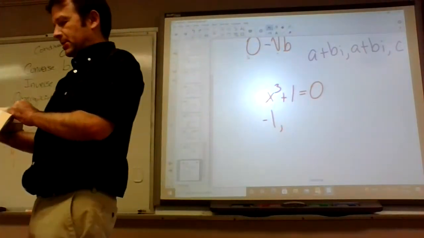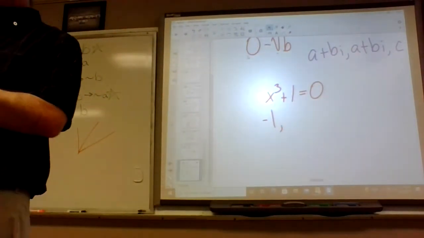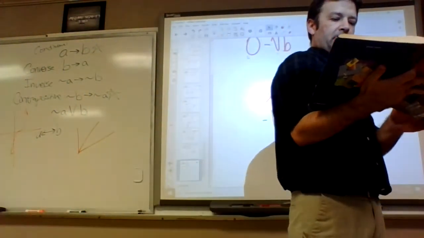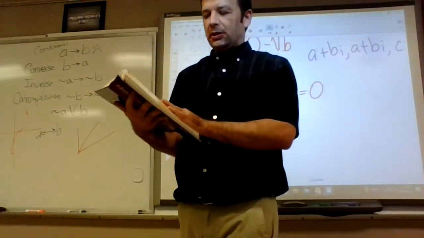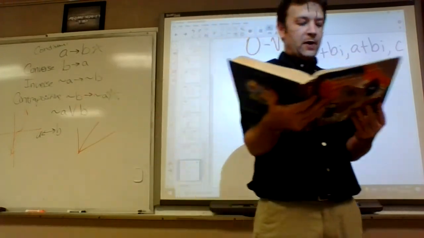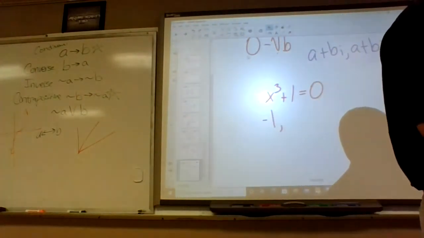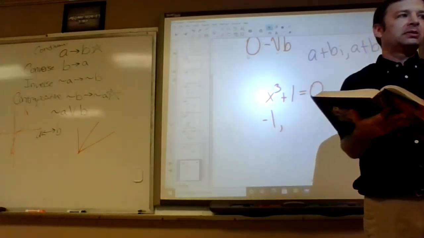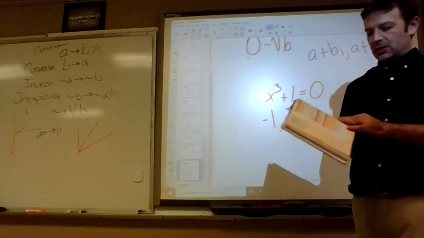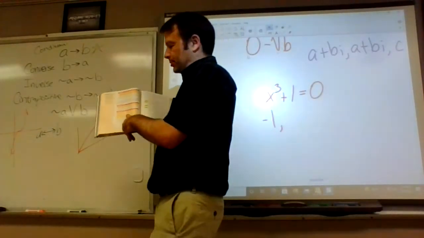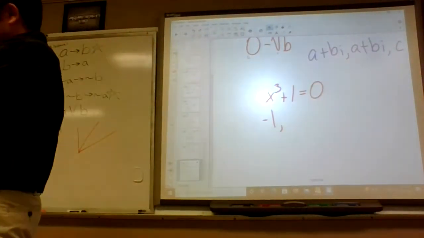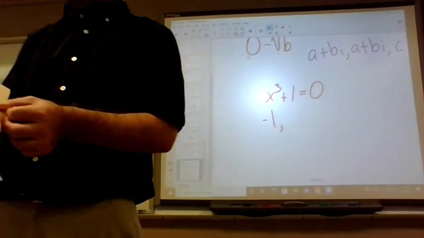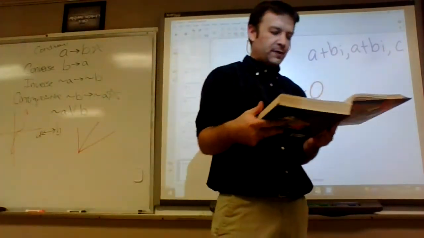Okay, number 9. Find the sum and product of the roots of the given equation. The sum of the roots, if you look back at Theorem 5, is the opposite of the second coefficient over the first coefficient. You guys see where I got that from? Right there, the sum of the roots is negative a sub n minus 1 over a sub n. So that's the opposite of the second coefficient over the first coefficient.